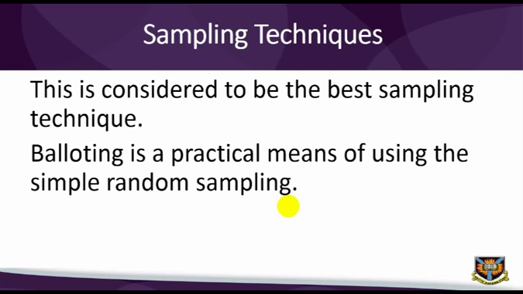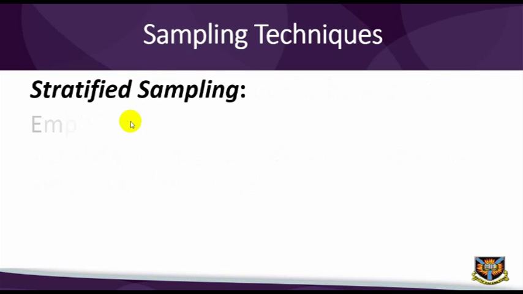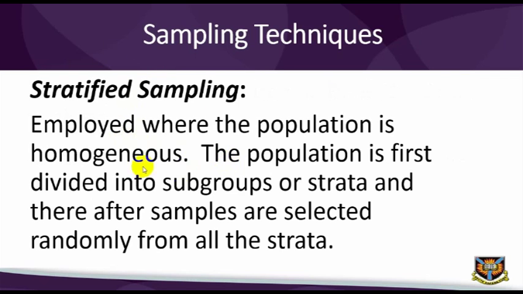Stratified sampling. This method is employed where the population is homogeneous. The population is first divided into subgroups or strata, and thereafter samples are selected randomly from all the strata.